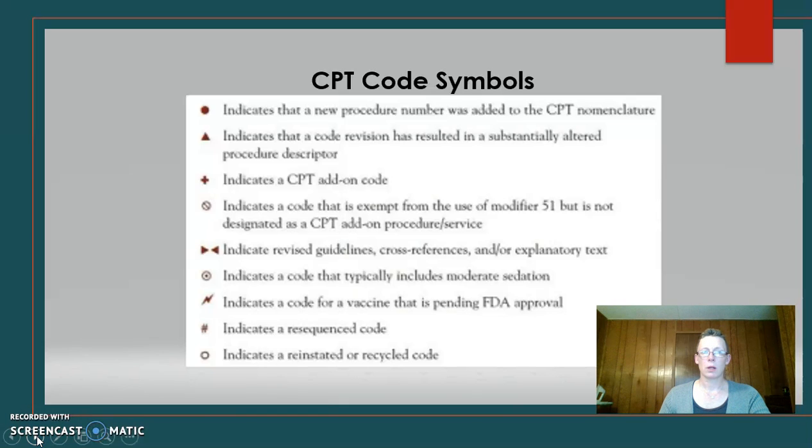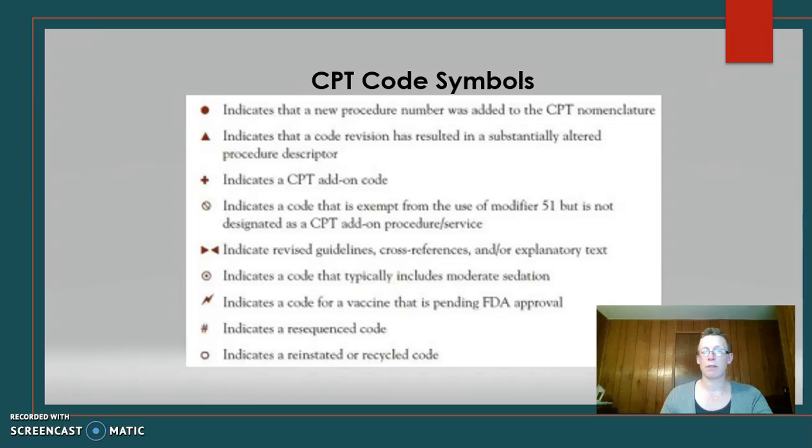Here you will see some CPT coding symbols. Solid bullet indicates a new procedure number was added to the CPT manual. A triangle indicates that a code revision has resulted in a substantially altered procedure descriptor. Plus sign indicates a CPT add-on code. Circle with the line indicates that the code is exempt from the use of modifier 51, but is not designated as a CPT add-on procedure or service.